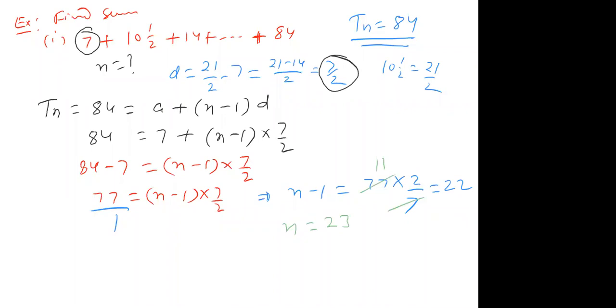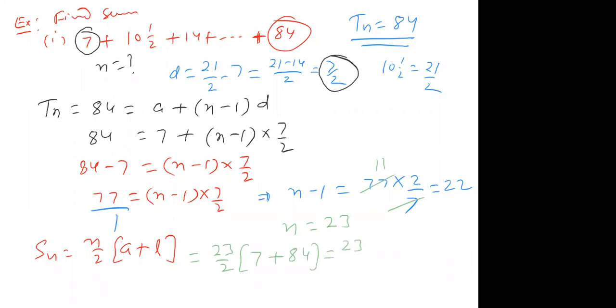Now you can use the same formula. Sn is equal to n upon 2 (a plus l), because the last term is given here, 84. So this will be n. n is how much? 23 upon 2 (a, first term, 7 plus last term 84). So 23 upon 2 into 91.